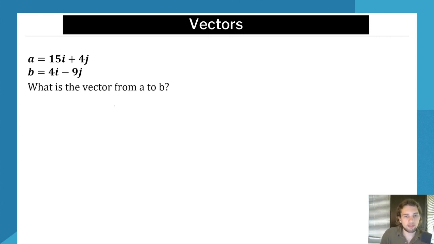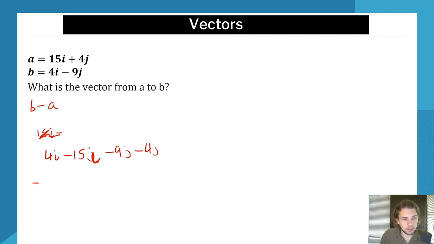So what is the vector from A to B? To do that, we should do B minus A. So 5i minus 15i, then we have minus 9j minus 4j. This all equals minus 10i minus 13j. And that's our answer.